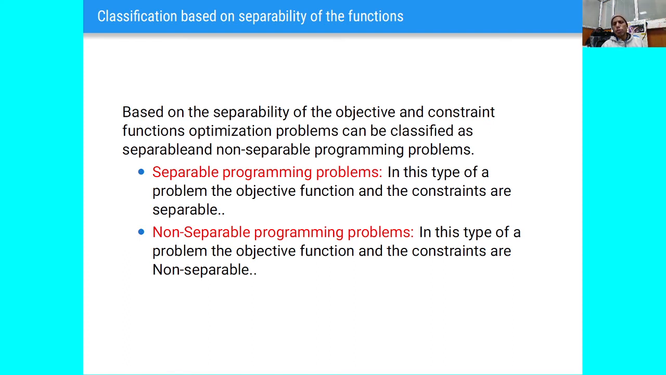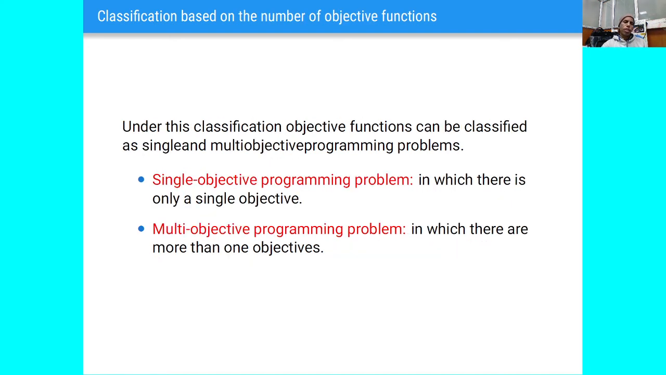In separable programming problems, the objective function and constraints are separable. We will discuss while taking problems how these functions and constraints are separable and how the problems are called non-separable programming problems. Then we have the last type under this topic of classification of optimization problems, that is classification based on the number of objective functions.